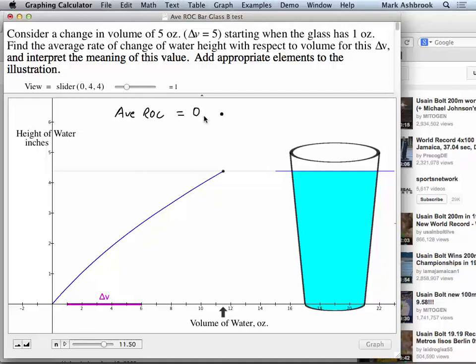I heard 0.4 something. 0.4234. 23423. And he wants inches per ounce again. Agree with that? And so what would we add to demonstrate that value? What would we add to the picture to display that or demonstrate that?